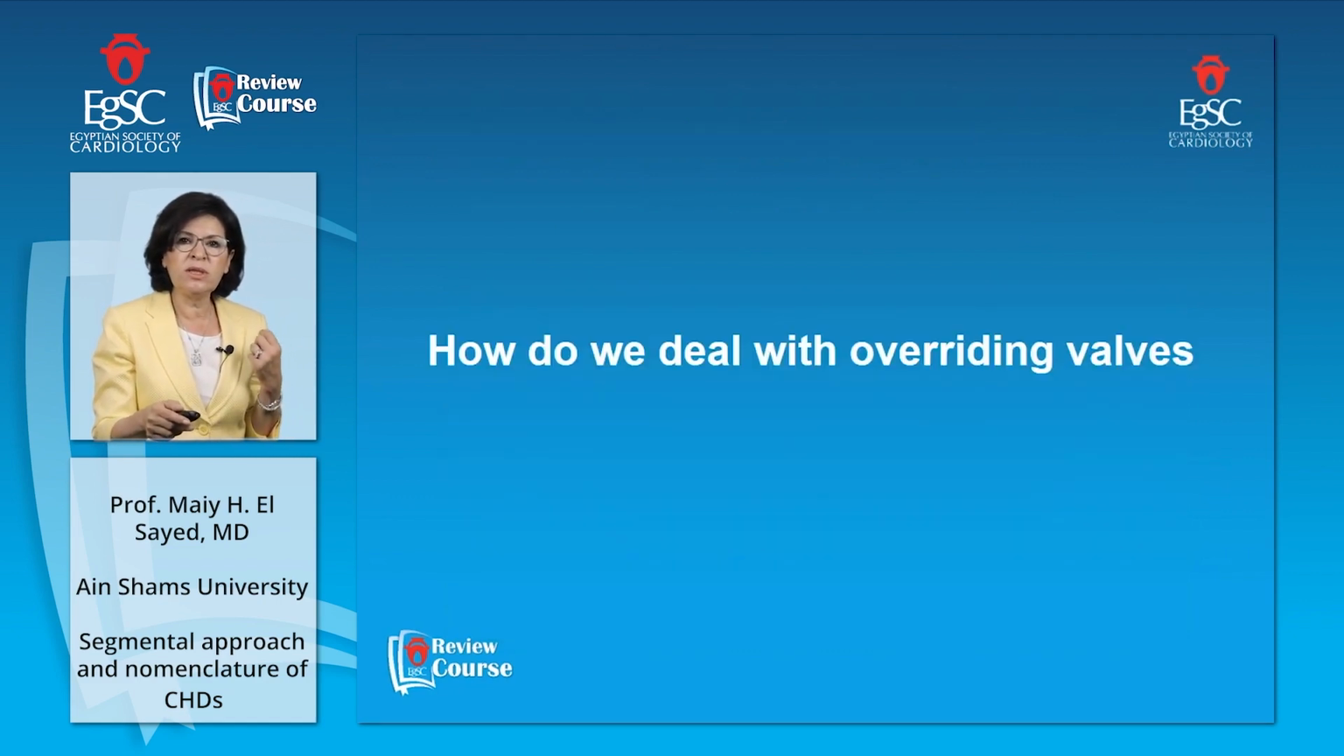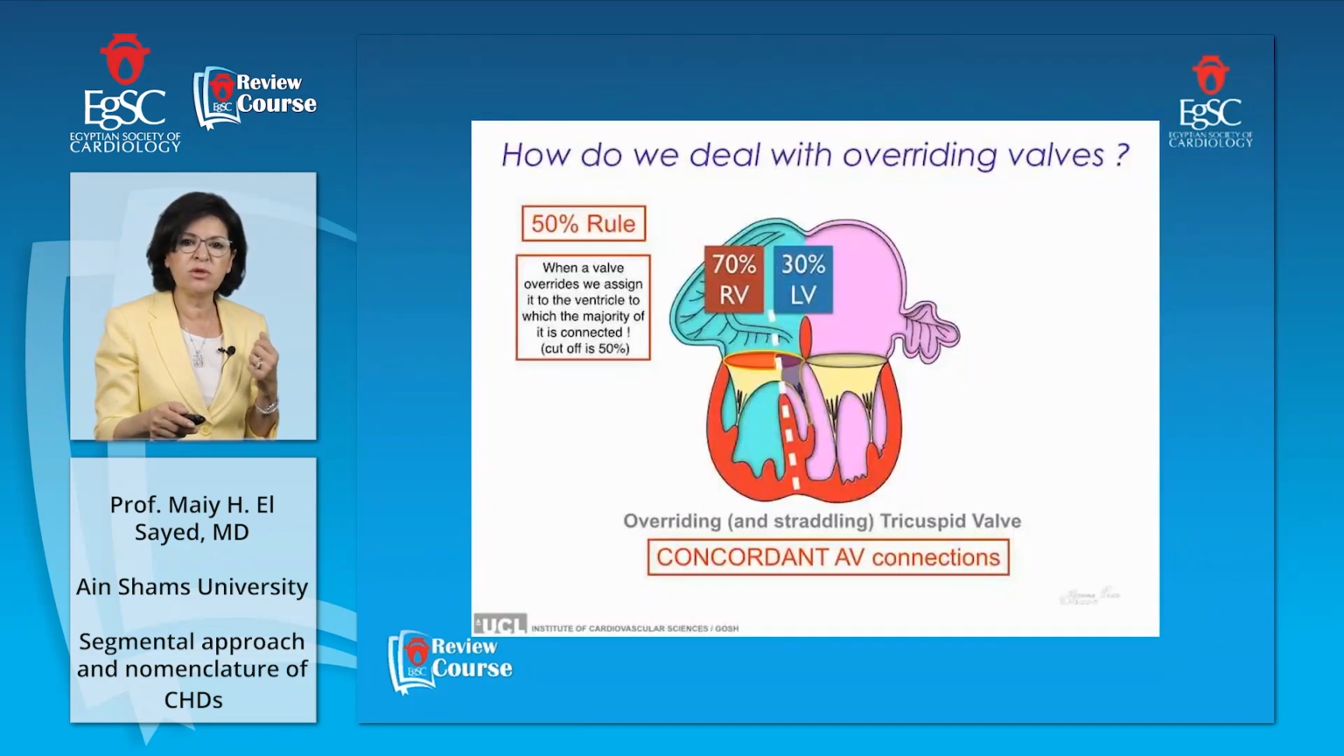So how do we deal with overriding valves? There is the 50% rule. So if the overriding is less than 50%, it will be a concordant AV connection.